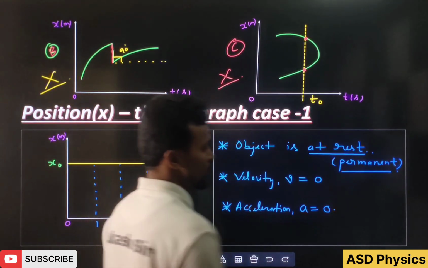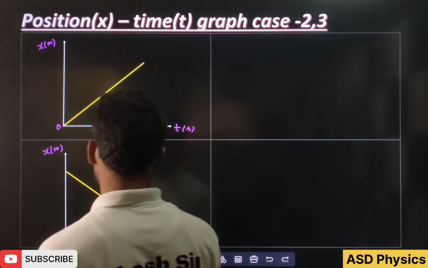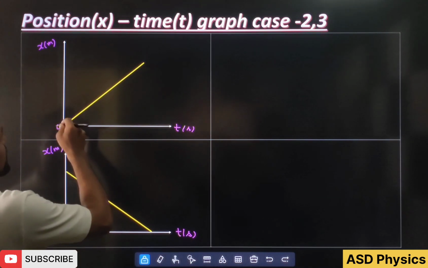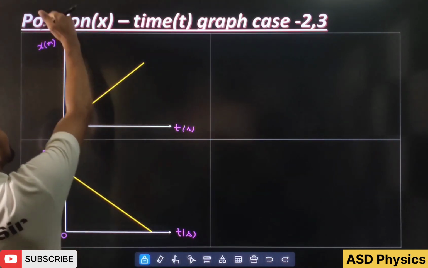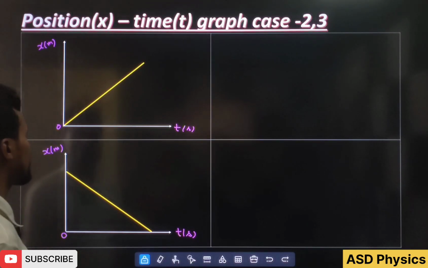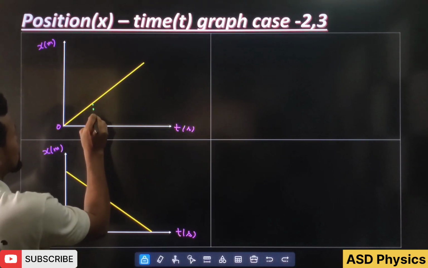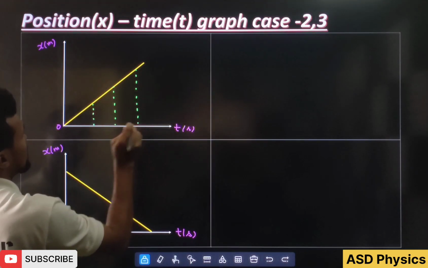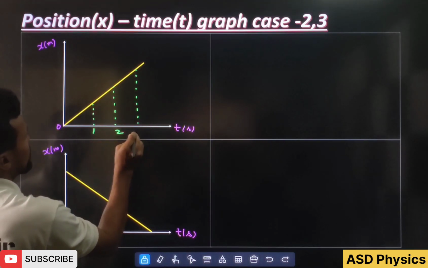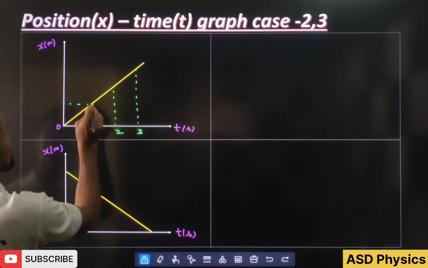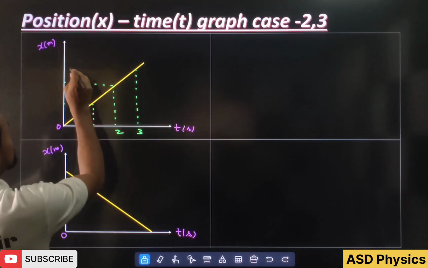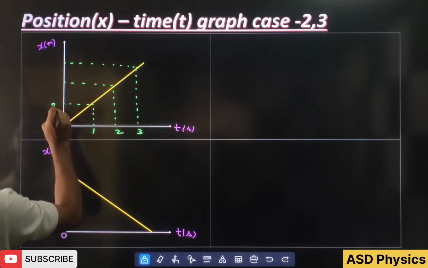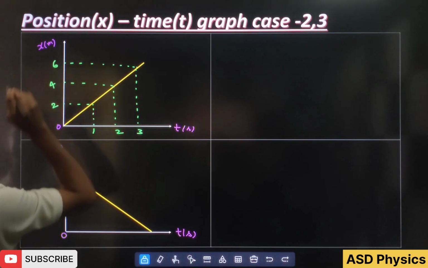Great. Now students, when we go to the next one, you can see that with time the position keeps on changing. Let's take for example the time as 1, 2, 3, and the positions like 2, 4, 6.